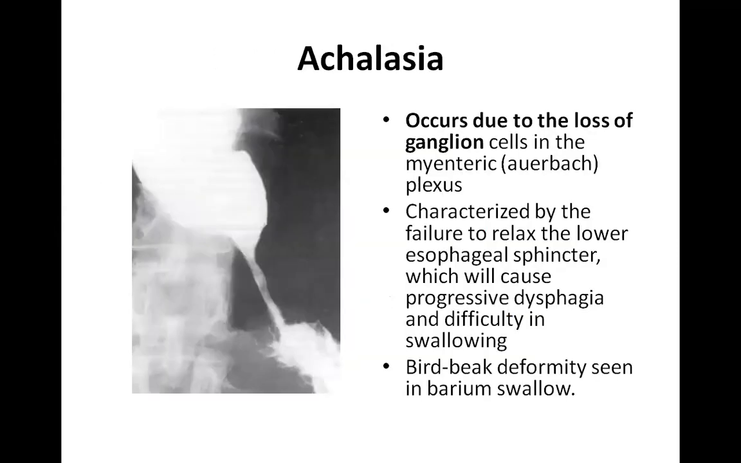Then there is another condition known as achalasia, which is loss of the ganglion cells in the myenteric plexus. It is characterized by failure of relaxation of the esophageal sphincter. This will cause progressive dysphagia, that is increasing dysphagia, and difficulty in swallowing. So in the radiograph, you will see a typical bird beak deformity in a barium swallow.